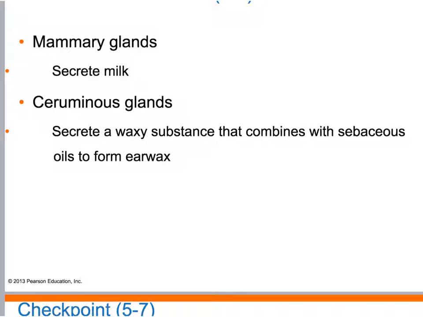Now, the mammary glands, they secrete milk, and they're modified sweat glands. And then the ceruminous glands secrete the waxy substance that combines with the sebaceous oils to form earwax.